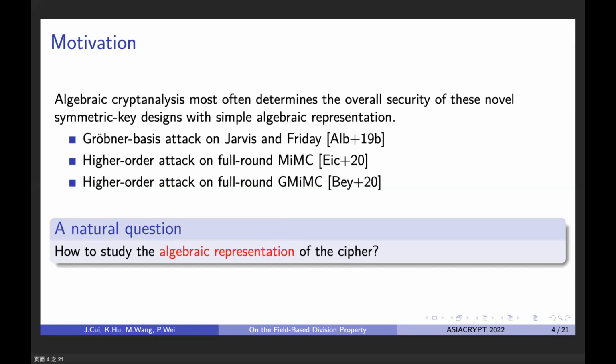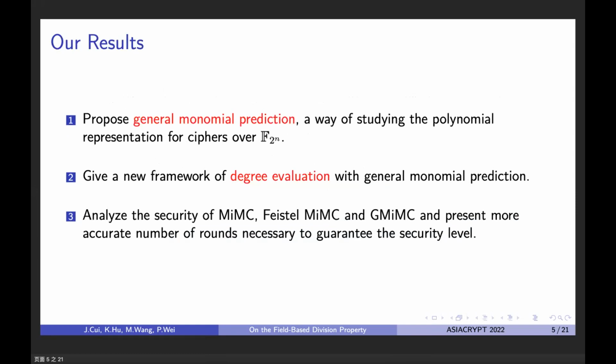So we came up with a natural question: since the algebraic representation is significant to the cryptanalysis of these novel primitives, how can we better understand it? In this paper, we carefully studied the transition of the monomials, and we propose a new technique for studying the polynomial representation. It is called general monomial prediction, and it is an extension of division property over the binary field to the binary extension field. Using general monomial prediction, we propose a new algorithm dedicated to degree evaluation. This benefits from the link between the binary field and the binary extension field. This leads to improved integral distinguishers and zero-sum distinguishers on different instances of MiMC, Feistel MiMC, and GMiMC.